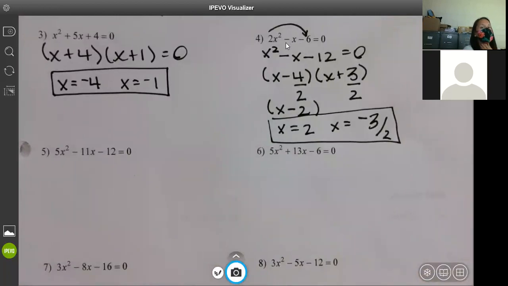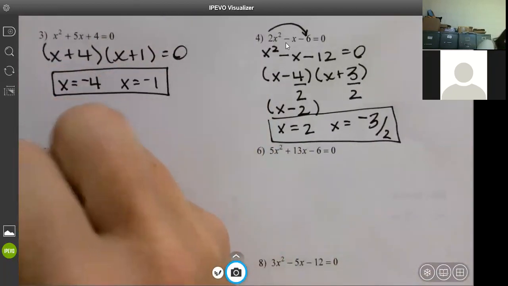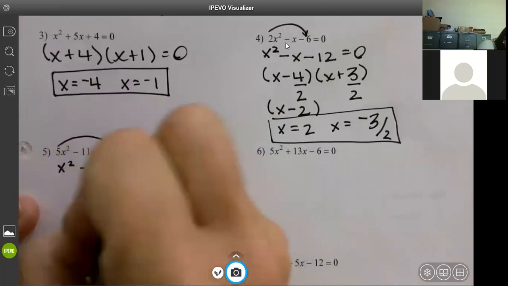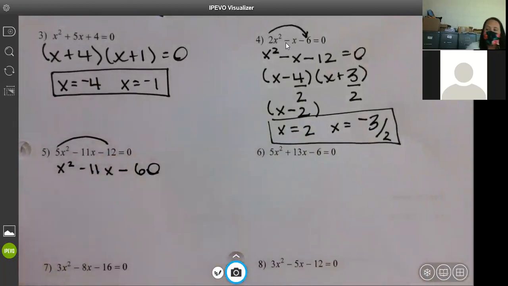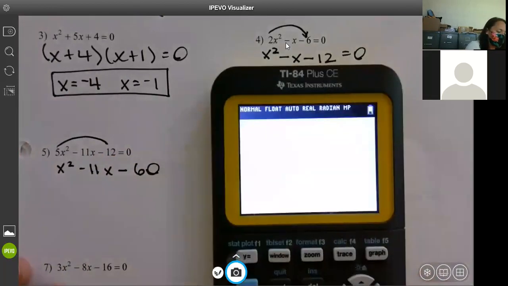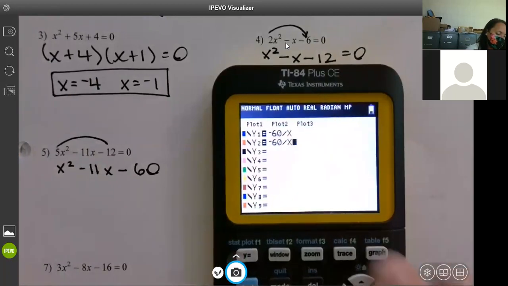All right. Do I have a GCF on number 5? No. So I'm going to go ahead and straight slide and divide. X squared minus 11x minus 5 times 12 is 60. Remember, if you're not sure of your factors, you can put them in your calculator. I'm going to turn that plot off if that's on any of yours. Make sure you turn it off. Remember to put your negative in there. -60 divide x plus x.